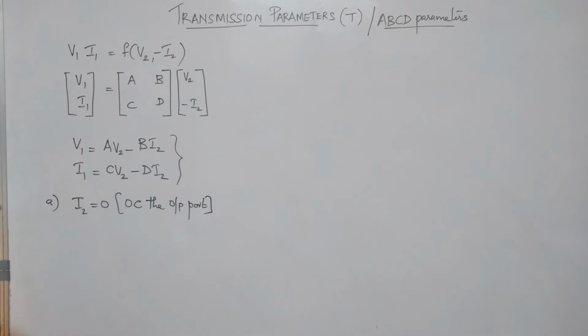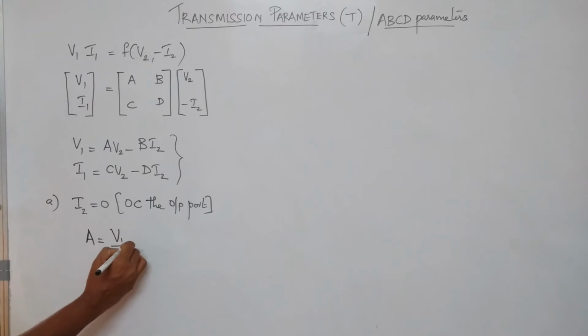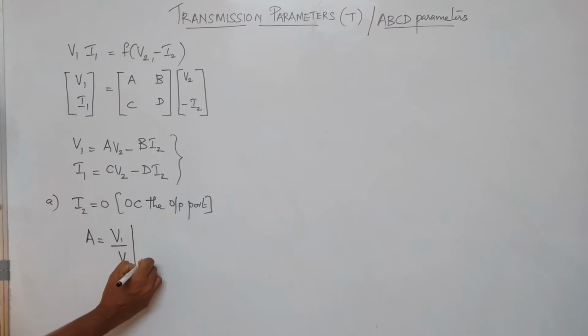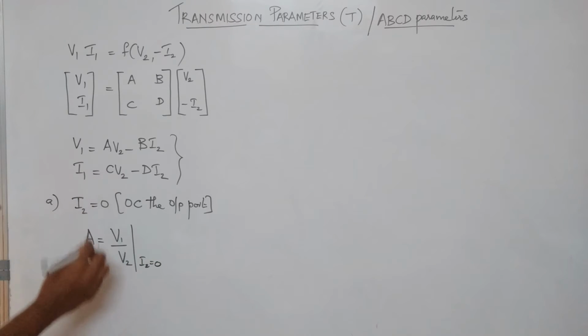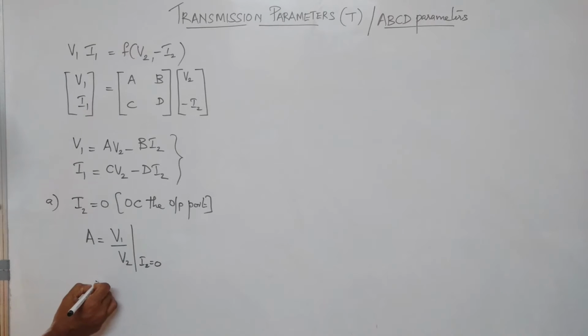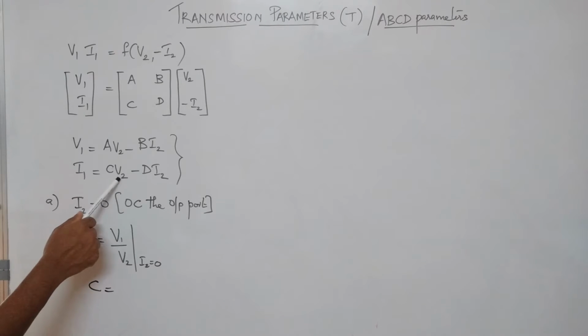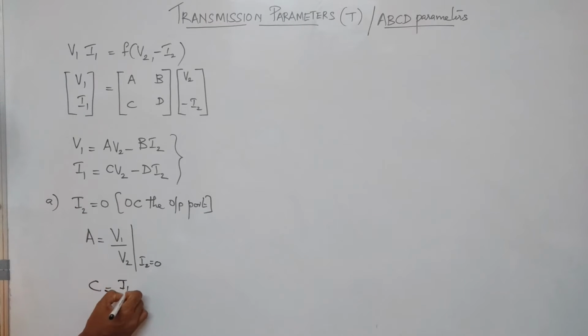So when I2 is equal to 0, A will be equal to V1 by V2, and C will be equal to I1 by V2, again at I2 equal to 0. So by open circuiting the output port, we will get A and C.